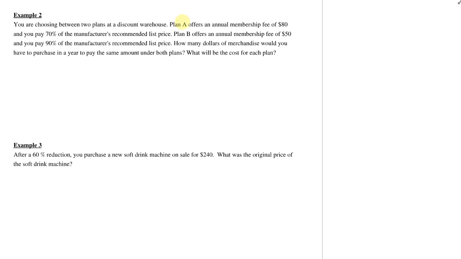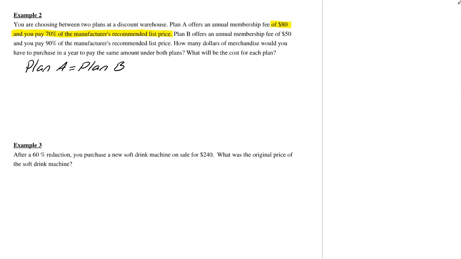So in this case, we want to model this out similar to what we were doing in the last section of word problems. We're basically trying to say that we want plan A to equal plan B. So if you want, maybe pause the video and see if you could model out each of those plans and then hit play when you're ready. So for plan A, it says that it's an annual membership fee of $80 and then it's 70% of the manufacturer's recommended list price.